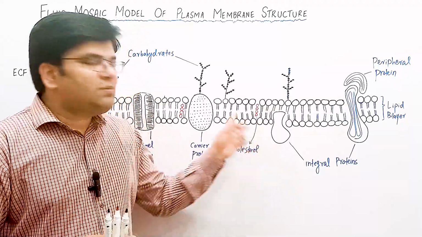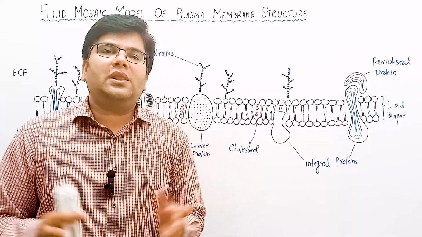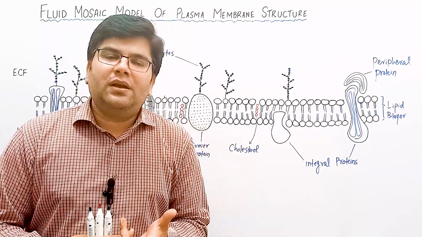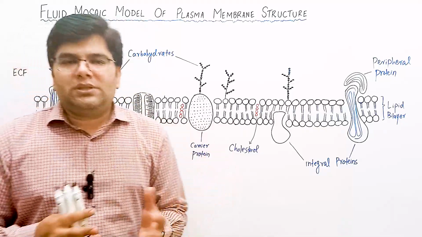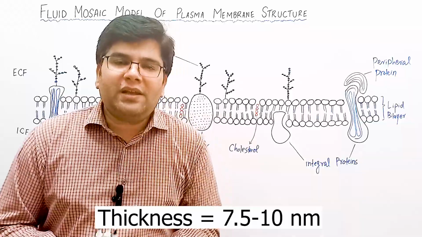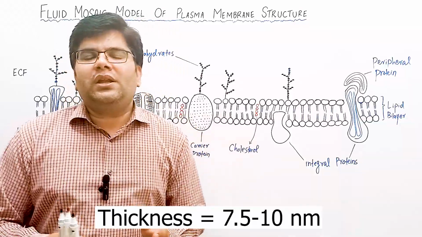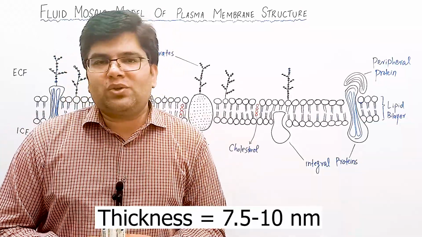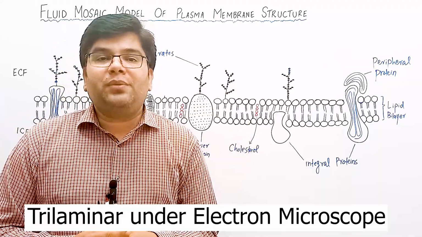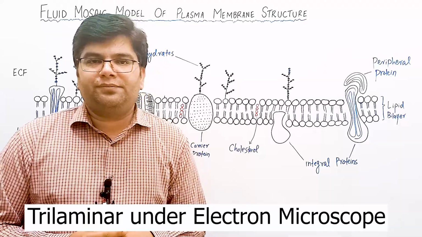Cell membrane or plasma membrane is the outermost boundary of all the animal cells. It's a thin, pliable, and flexible layer which provides protection to the cells. Its thickness is 7.5 to 10 nanometers, and it is too thin to be seen under an ordinary microscope. However, we can see it under electron microscope where it appears to be trilaminar in shape.